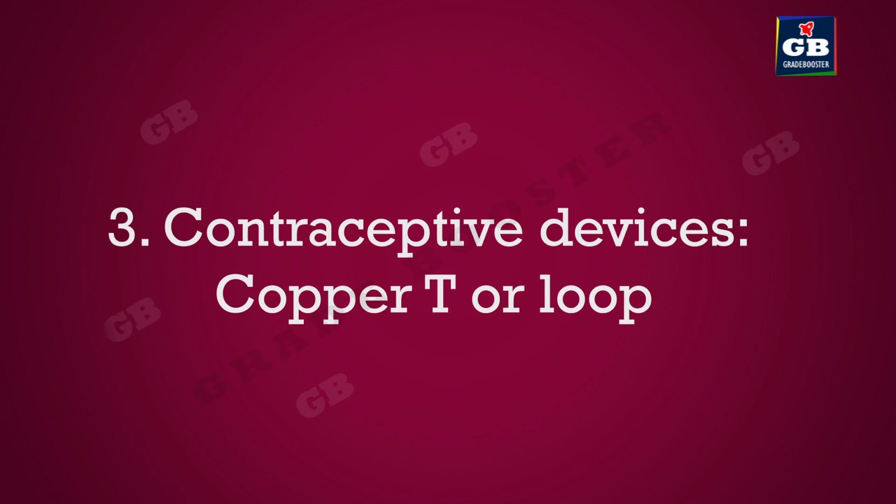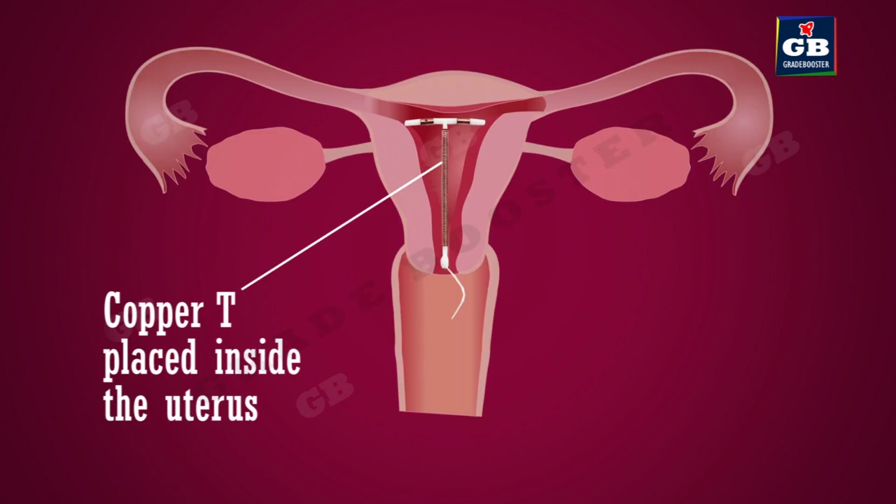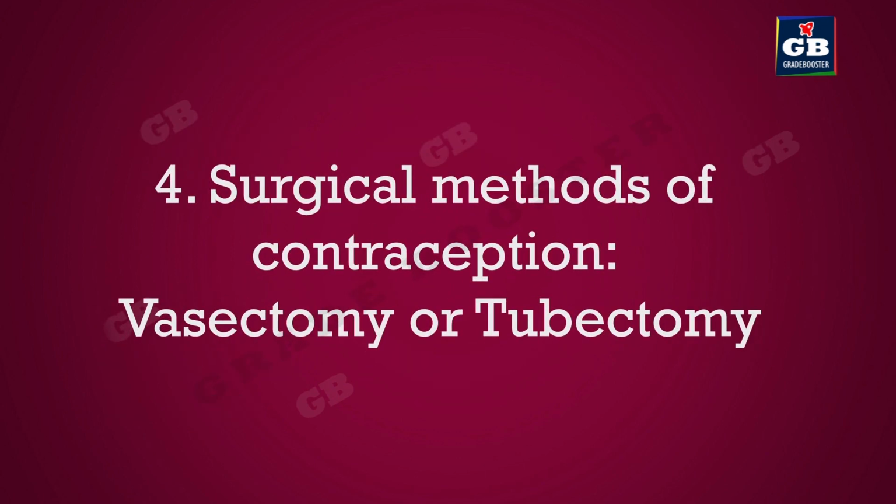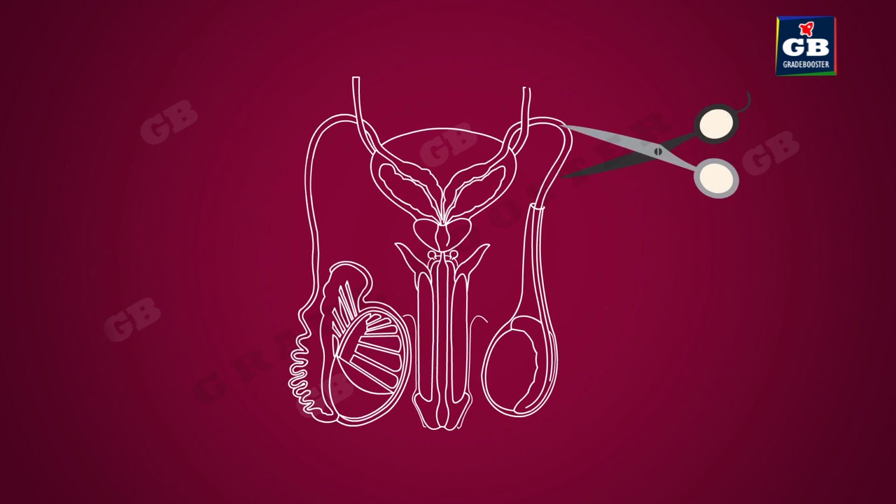3. Contraceptive devices. Example, copper T or loop. The loop or the copper T are placed in the uterus to prevent pregnancy. They can cause irritation and lead to various side effects. 4. Surgical methods of contraception. Examples, vasectomy or tubectomy.